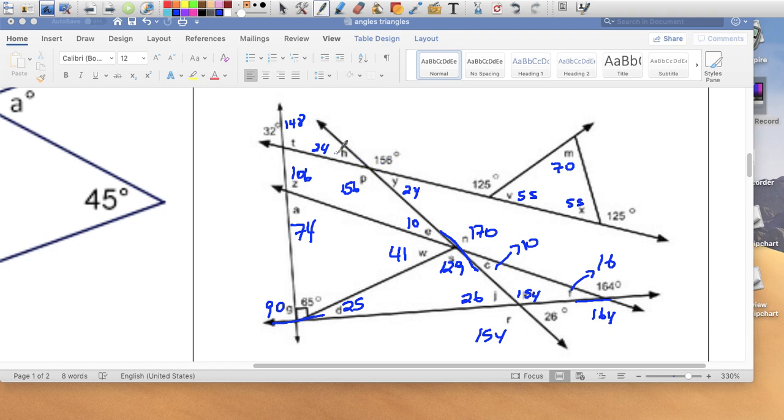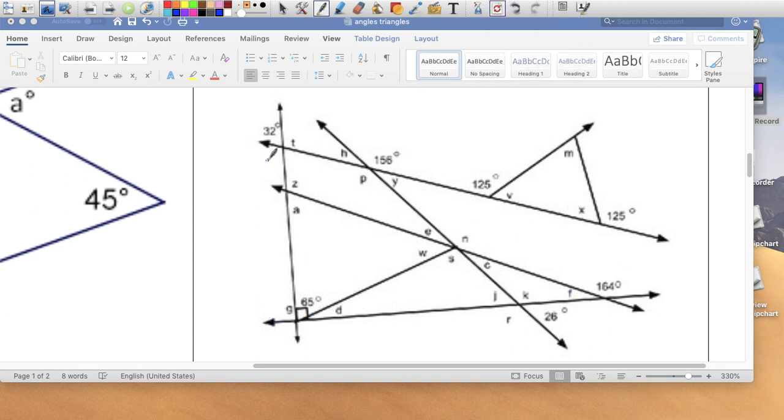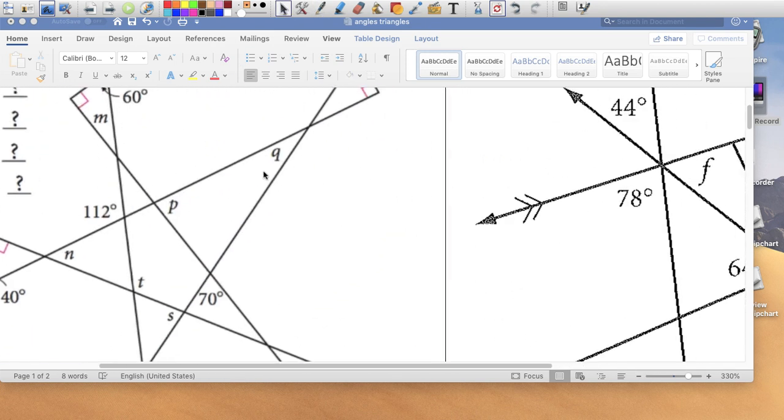Let's go back on top. That's 24. This is a straight line. Actually, we already know 156. Am I done? Yeah, that's it. Wow. Not that hard at all. And that's it.